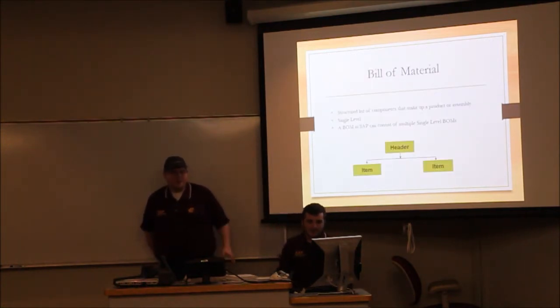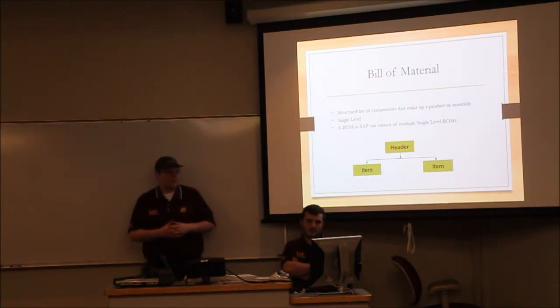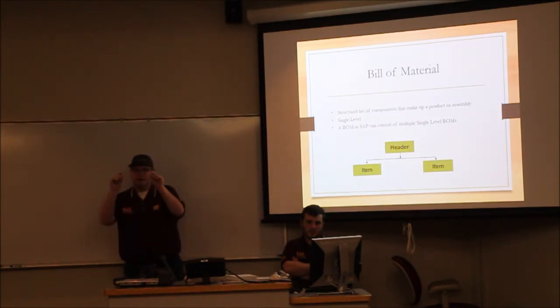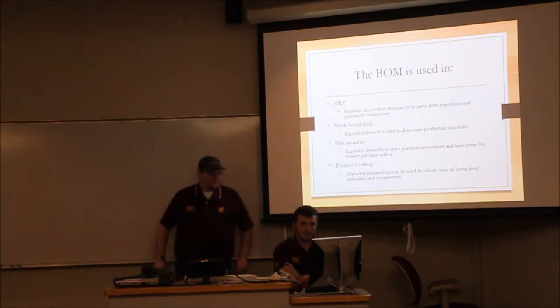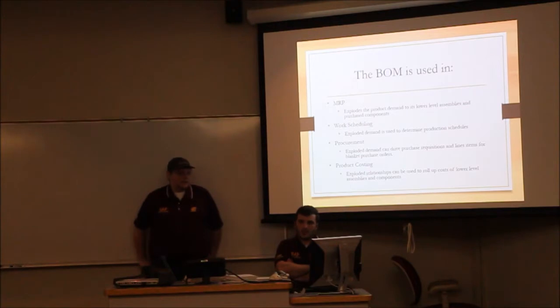So this is going back to what I was talking about earlier, where you have the structured components in the hierarchical form. And this is the single level bill of materials, or BOM, right? And a BOM in SAP can be multiple levels, like I explained earlier with pizza, or single level BOMs like this, where it's just the finished goods and then the individual pieces that go into it. So, the BOM is used in MRP, right? This explodes the product demand, so that lower level assemblies and purchase components.